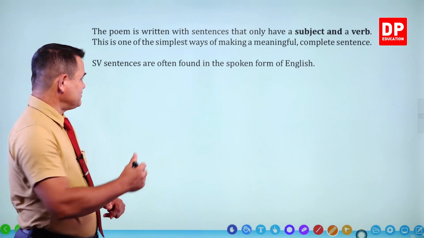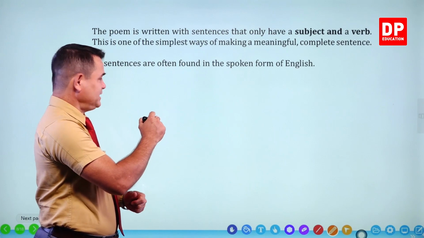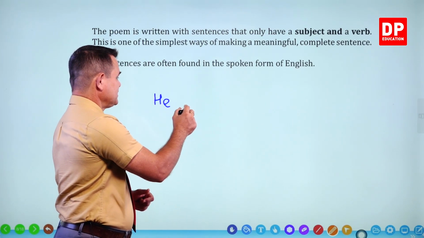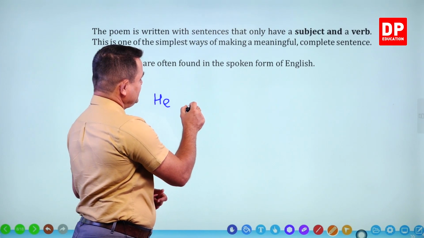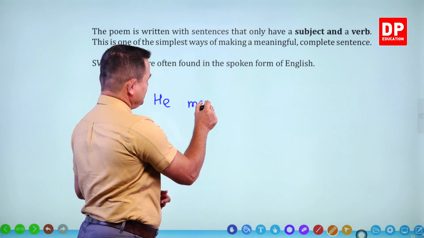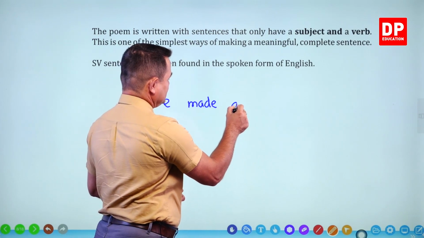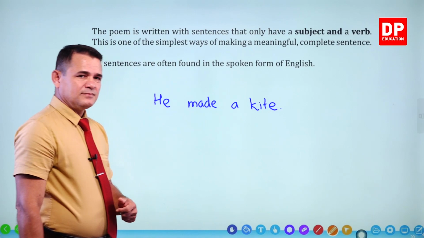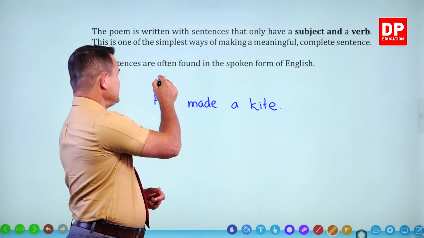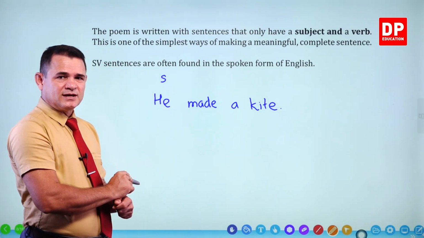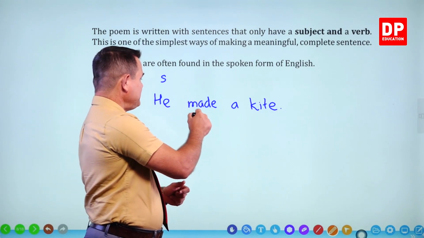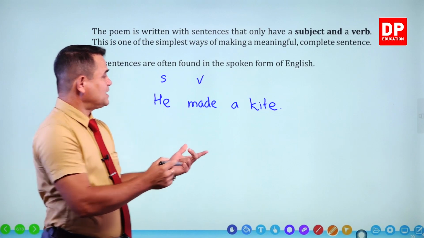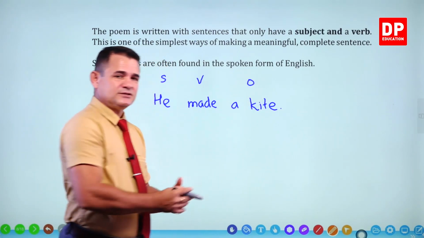So for example, now when you say, he made a kite. He is the subject. Made is the verb. A kite is the object.